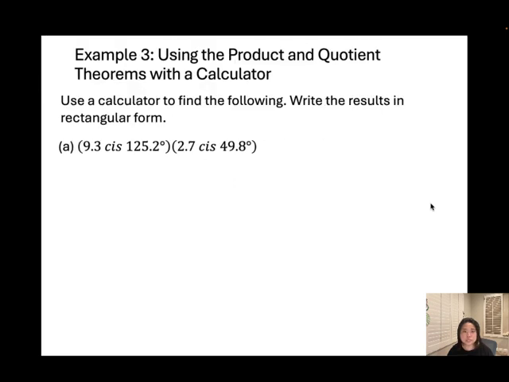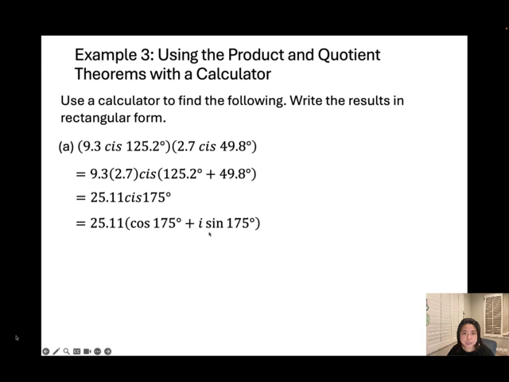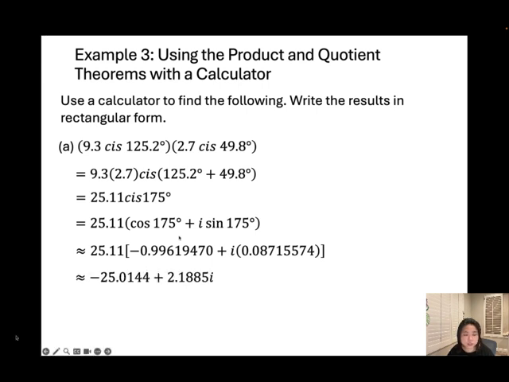Example 3. Use a calculator to find the following. Write the results in rectangular form. So this is a product. You multiply r1 times r2, and the degrees, you just need to add up. Use your calculator. You should get this, and then put it back into the cosine and the sine here. Use your calculator. Distribute. You should get the final answer.